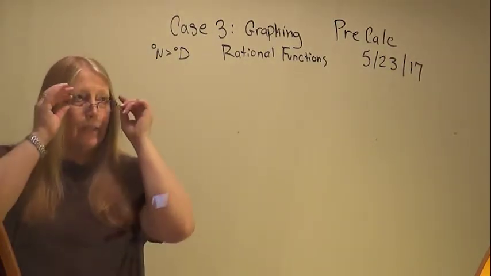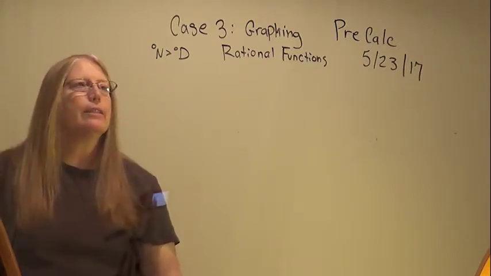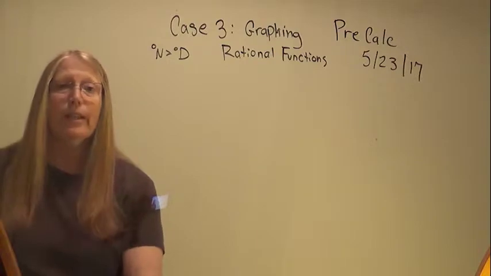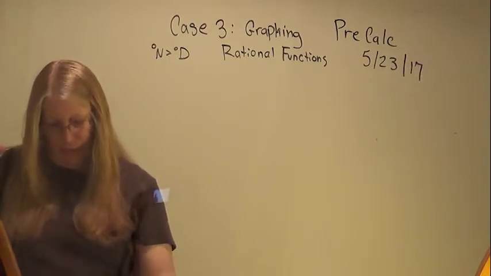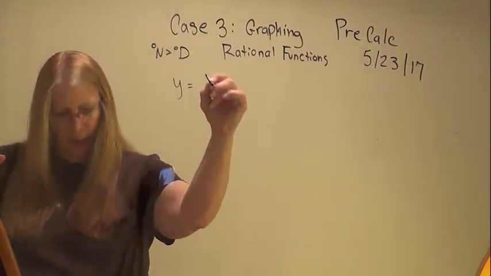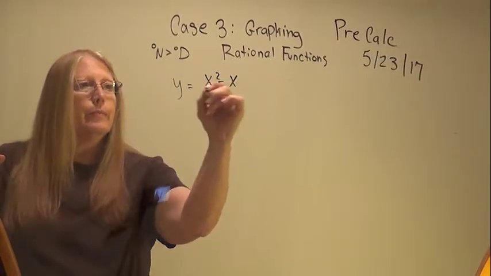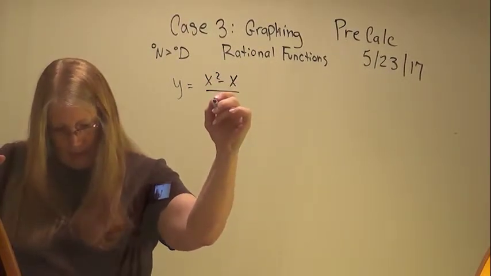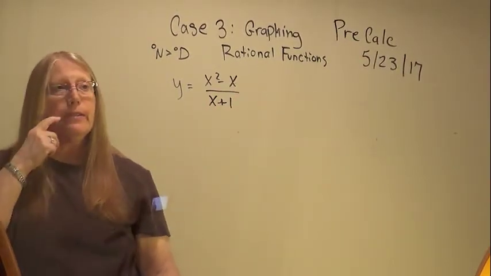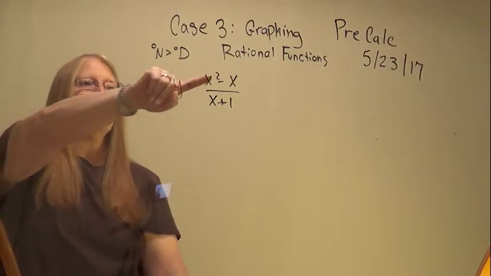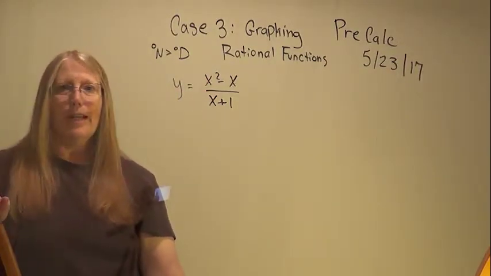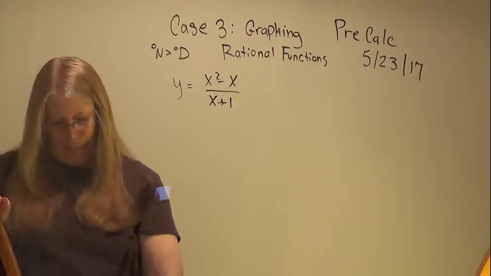We're looking at case 3, graphing rational functions, and the numerator this time, the degree is going to be greater than the denominator. So let's just jump in and train by doing one. Hopefully you can see how this is this case, because the numerator's degree is 2, the denominator's degree is 1. The degree of the numerator is greater than the denominator.